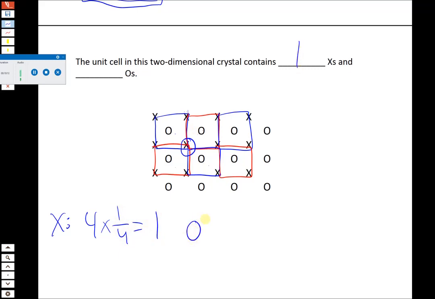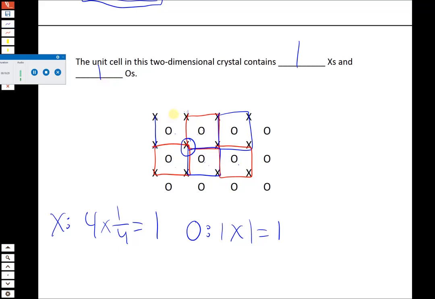Then for the O atoms, as I've drawn the unit cell here, they are completely in the center. So we have 1 O, but it's in the center of the cell, so it doesn't get shared and counts as 1 full atom. So there's going to be 1 of each in this unit cell.